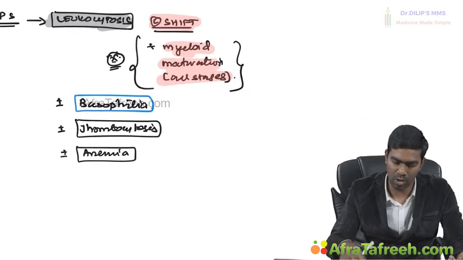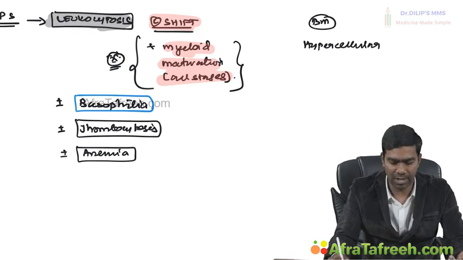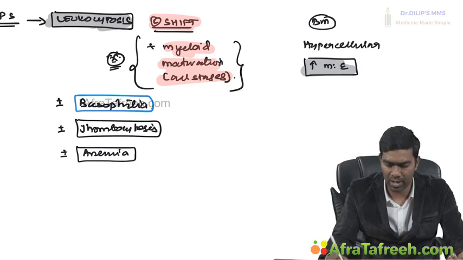Apart from that, I'm going to see the bone marrow. How is the bone marrow finding going to be? Bone marrow is typically hypercellular and the myeloid to erythroid ratio will definitely be increased. Normal is around 3:1, I told you. Here it may be 10:1 or even 20:1 sometimes.